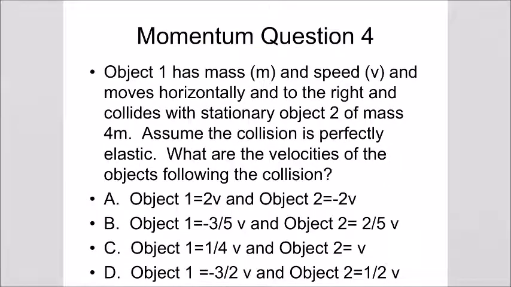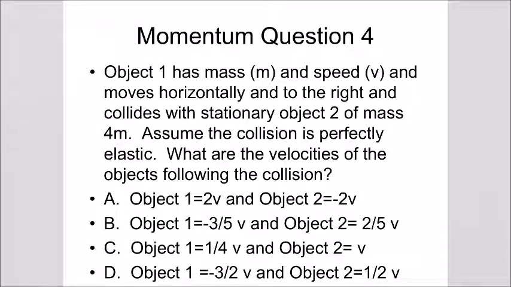All right, now we're working on momentum question 4. In this one, an object has a mass of m and a speed of v and moves horizontally to the right and collides with a stationary object 2 of mass 4m. Assume the collision is perfectly elastic. What are the velocities of the objects following the collision? So this is a problem where we're going to have a one-dimensional collision, but we're going to have two unknowns. So that makes this one a little bit more difficult.